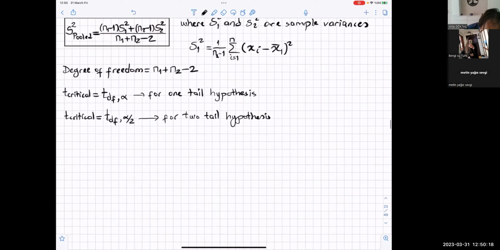Let me write an example, establish an example.